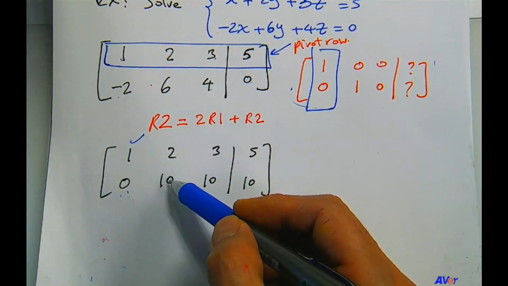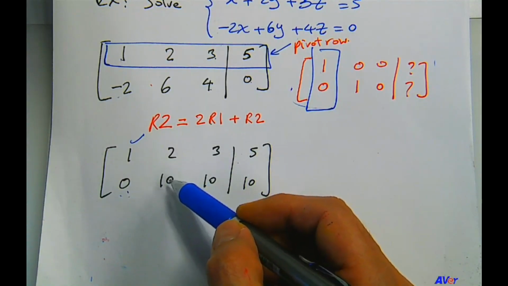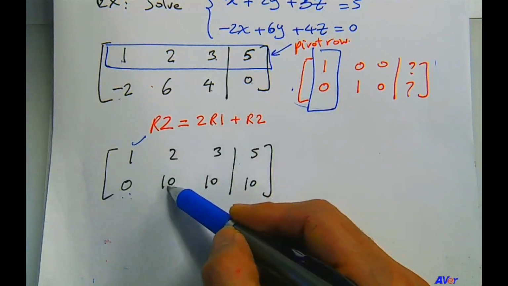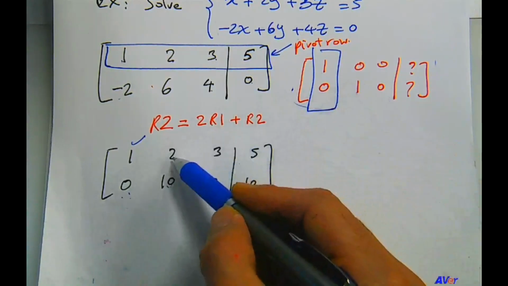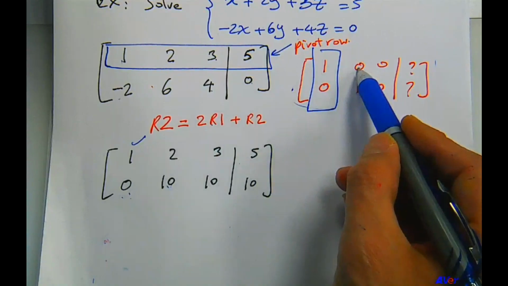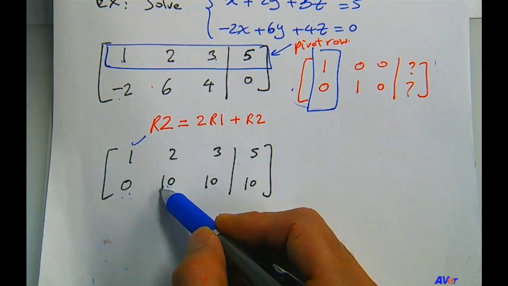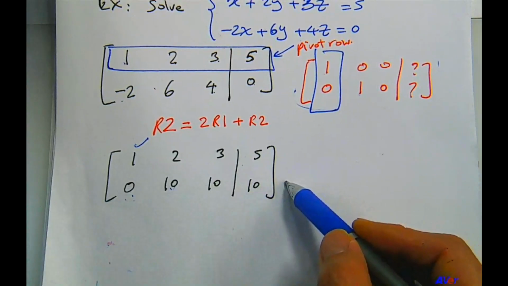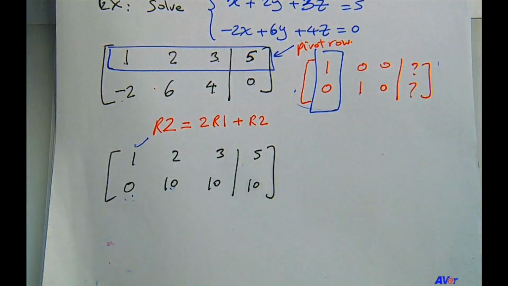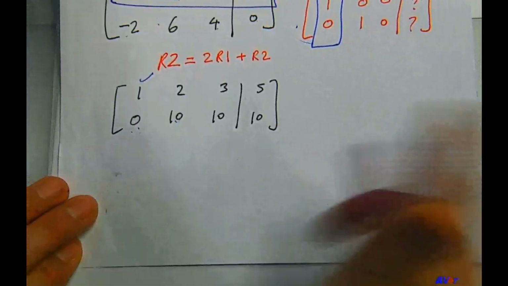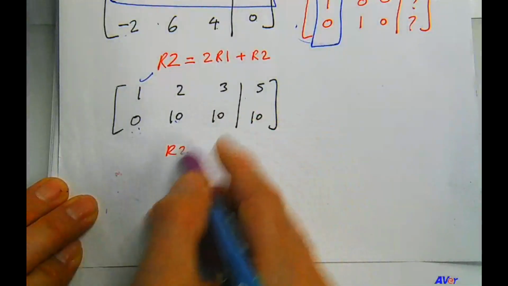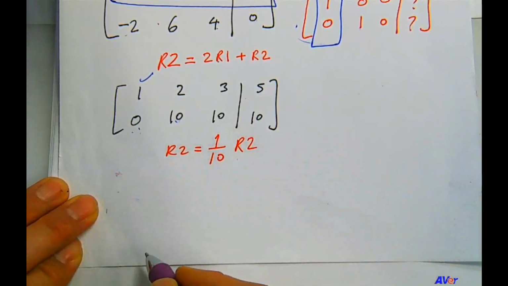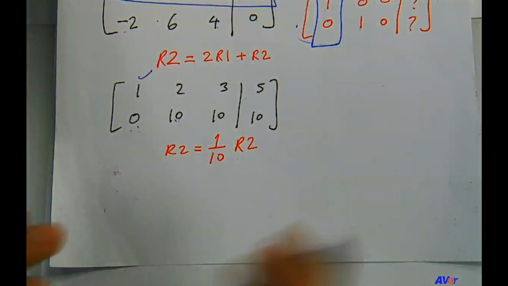In the second column, remember please from section 2.2, in each column we first get the diagonal 1. So we need to convert this 10 to 1 before we worry about converting the 2 to 0. How do we get 1 in this spot? Very easy. We multiply this whole row by 1 over 10. So let's do that. Row 2, because 10 is in the second row. Row 2 is equal to 1 over 10 times row 2. And let's write down the next matrix.